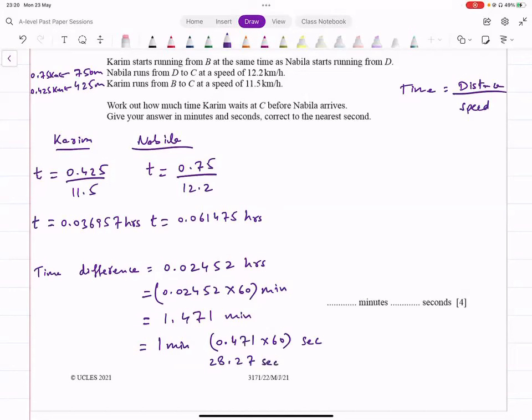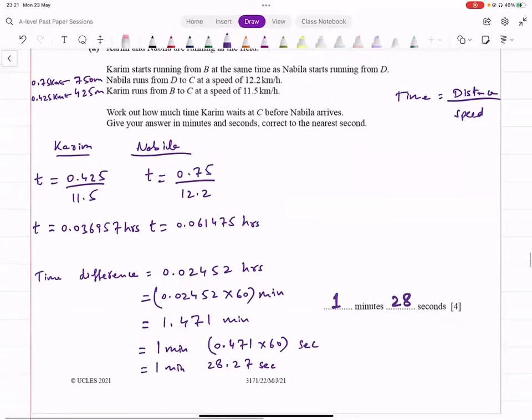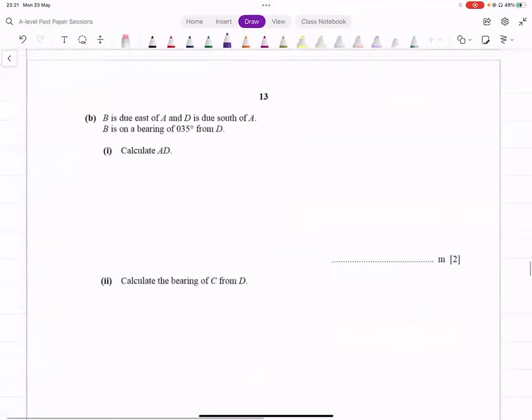28.27 seconds. Now it says you've got to give your answer correct to the nearest second. तो इसको round off कर देना आपने. You say this is 1 minute and 28 seconds. That's the result here. ठीक है, so that should be your final result. Yes, that's correct. That's what we get. ठीक है, 1 minute and 28 seconds. All right, let's move on.